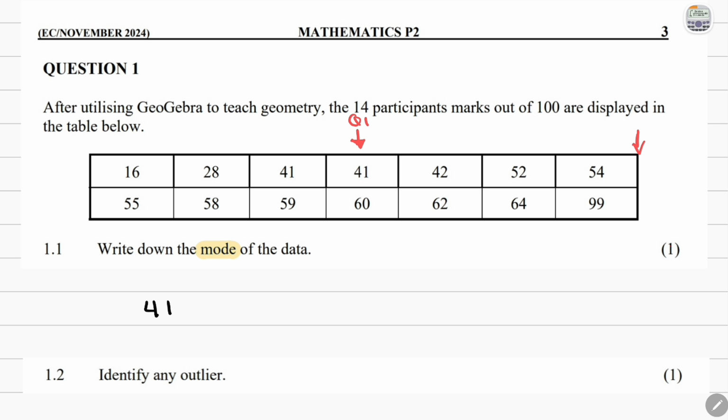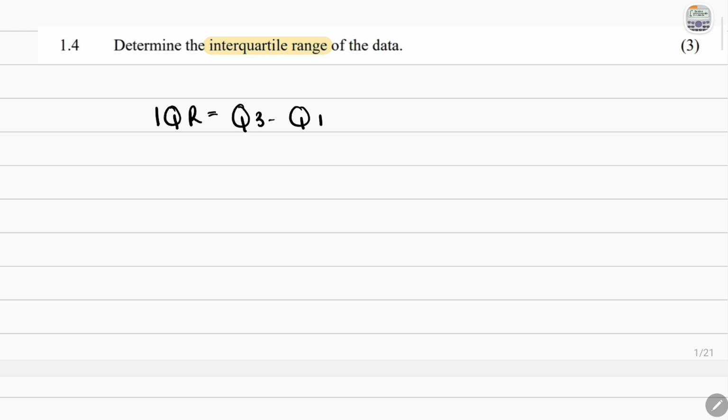And then Q3 would be marked at the middle of the second half of our data set, which we can see is at 60. So this is Q3. And so we can go ahead and say Q3 minus Q1, which is 60 minus 41. 60 minus 40 is 20, so minus 1 is 19. And so our IQR is 19.